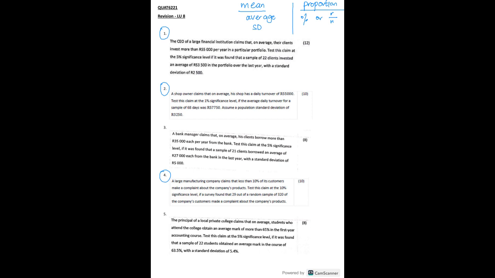So it says to you that the CEO of a large financial institution claims that on average, so the words on average are the same thing that we're looking for to tell us that we're working with a mean. So we know it's a mean that you're working with. So they are claiming that on average, their clients invest more than 55,000 per year in a particular portfolio.